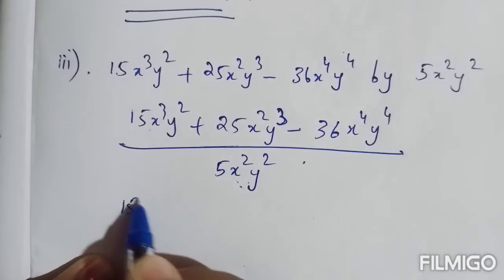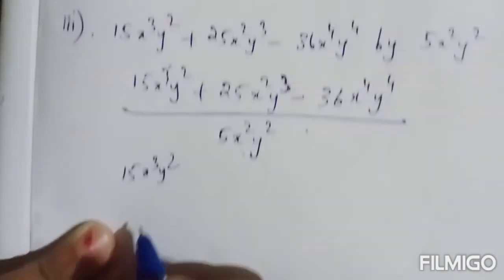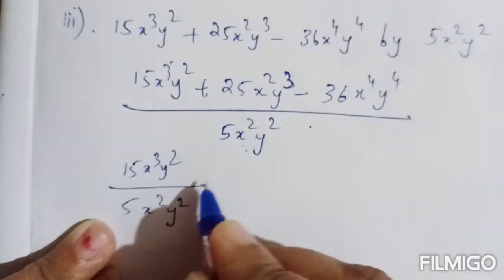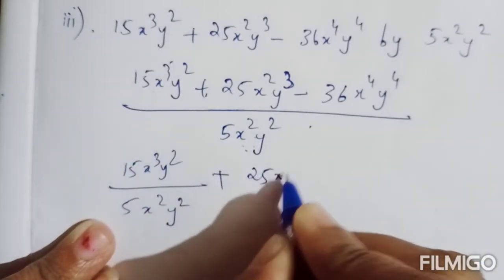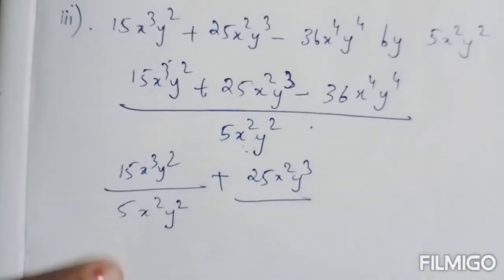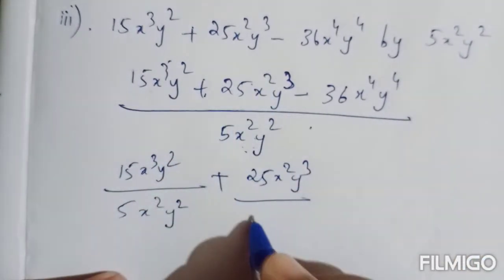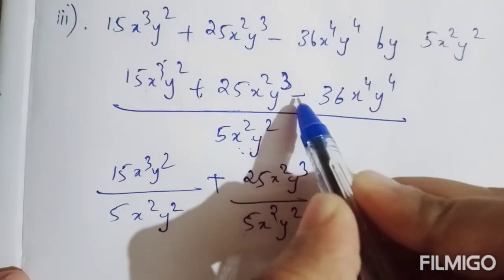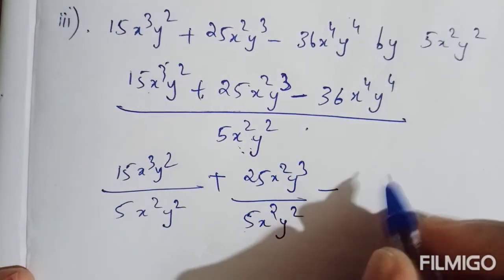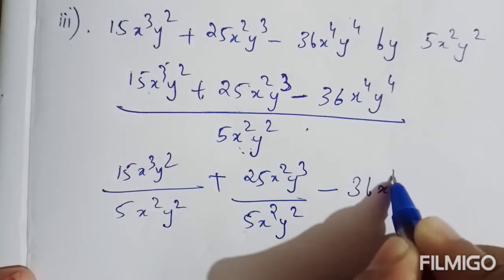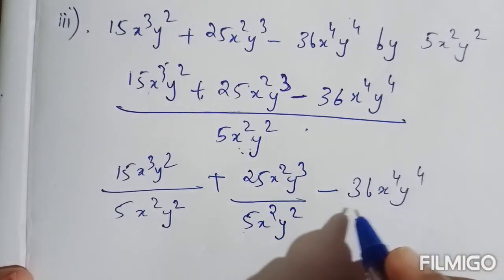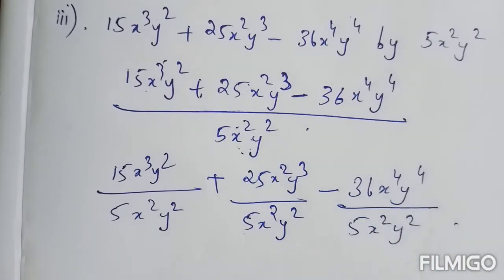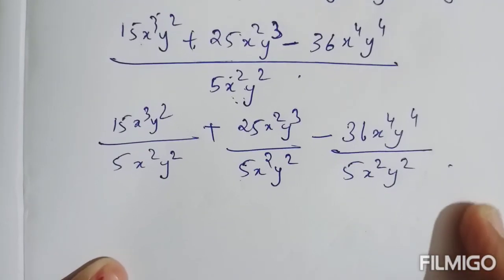So 15x cube y square, the first term, you can divide by 5x square y square. Plus 25x square y cube, the second term, also you can divide by the monomial 5x square y square. Next, here it is minus sign, so minus 36x raised to 4 y raised to 4, the third term, you can divide by this monomial 5x square y square. Now you can do the division separately.